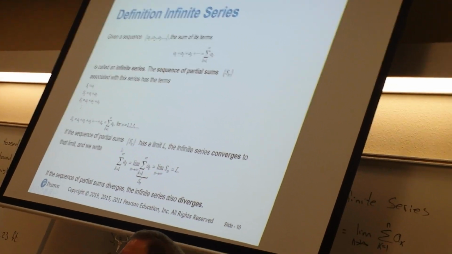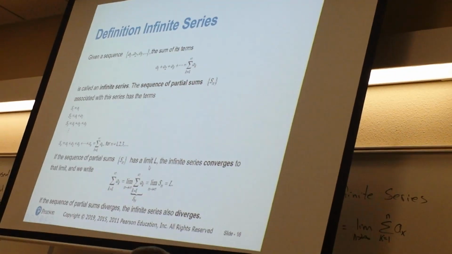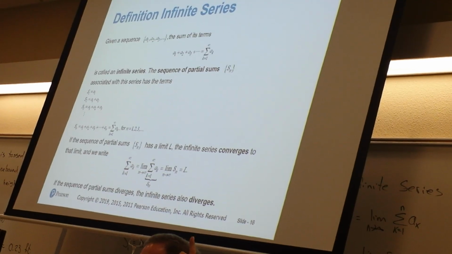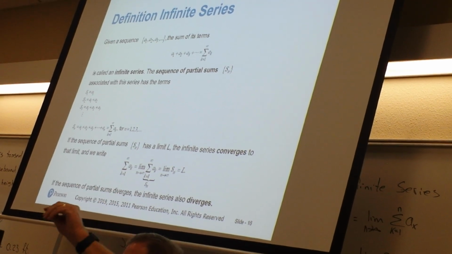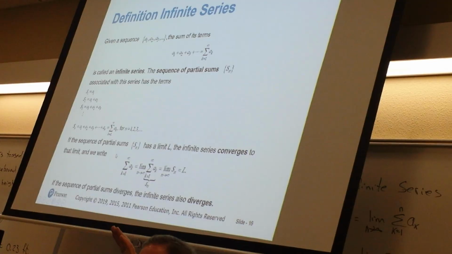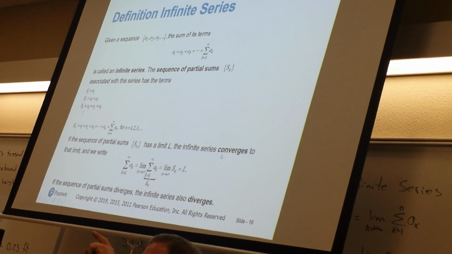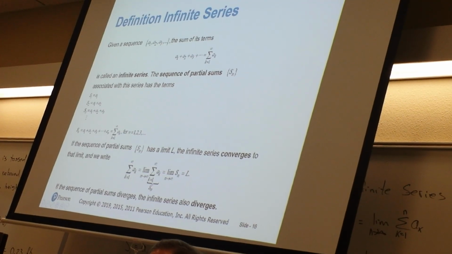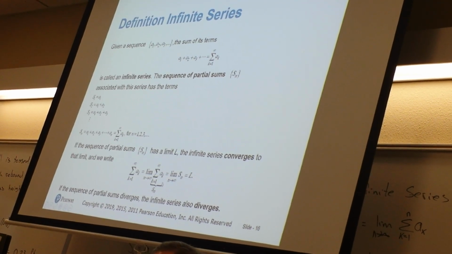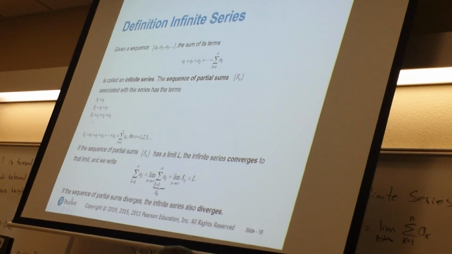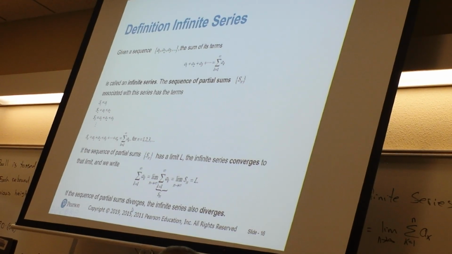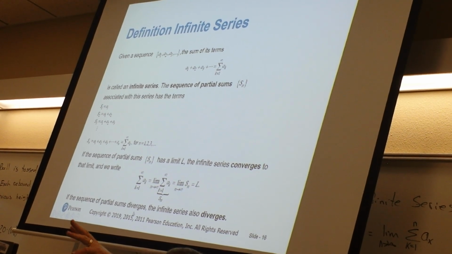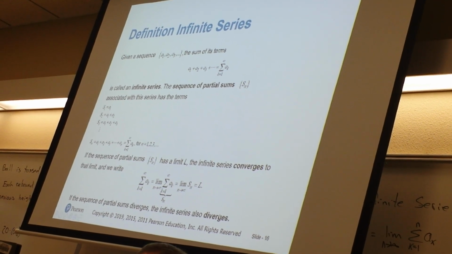If the sequence of partial sums has a limit L, pay attention to the terminology here. So if there is a limit, a finite value that this sequence of partial sums approaches, the infinite series converges to that limit. And this is what we write. Got that on the board. If the sequence of partial sums diverges, meaning it does not approach a single value L, then the series diverges.